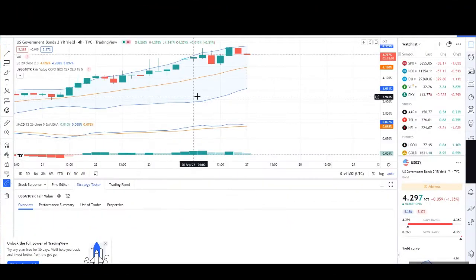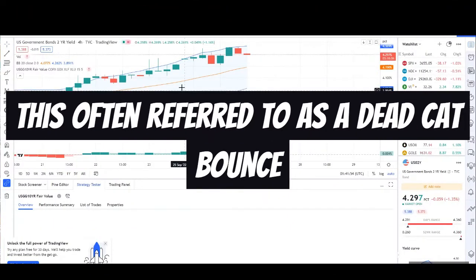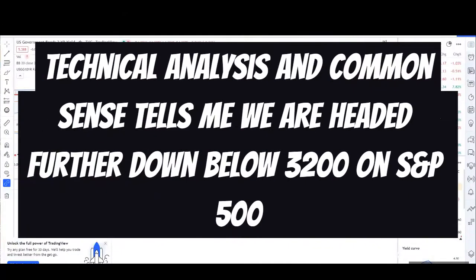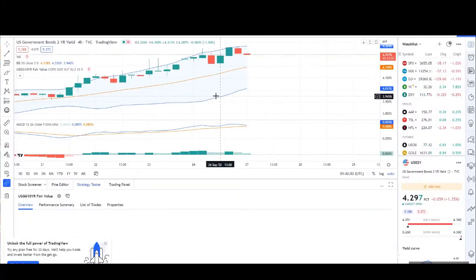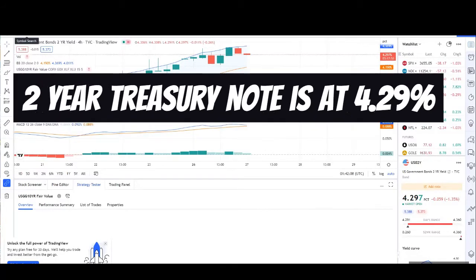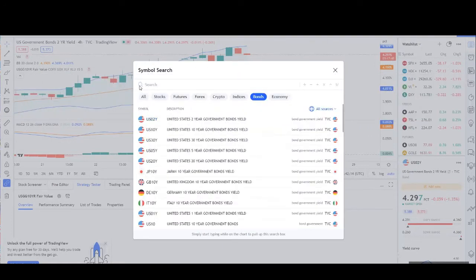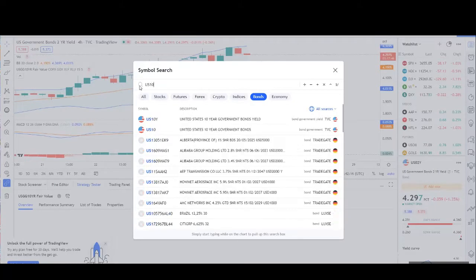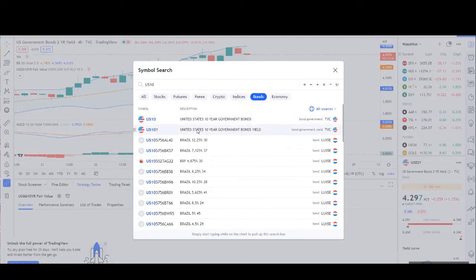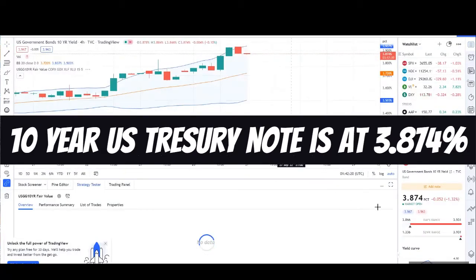We're taking a look at TradingView right now, and we're looking at the US 2-year, and what's it currently at? 4.297. You can see I have my Fibonacci retracements on there. Remember that number, 4.3 basically. I'm using TradingView as always. So I want the US 10-year this time, and that's right here, and that's at 3.84. So that's a pretty big gap.